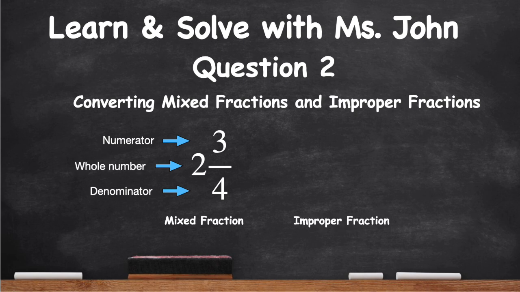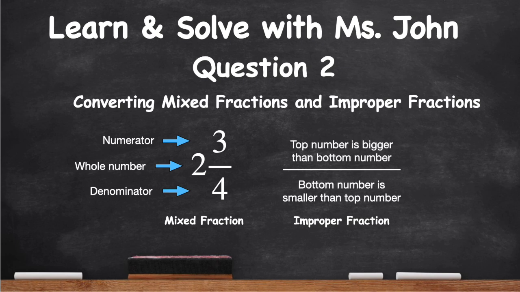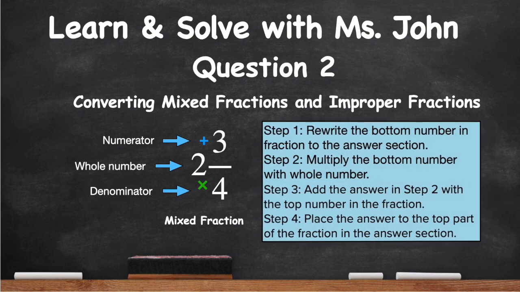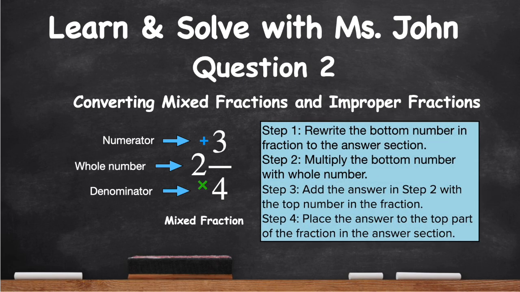An improper fraction, on the other hand, which we'll be converting this mixed fraction into, has a top number that is bigger than the bottom number. Or you could also say the bottom number is smaller than the top number. What are the steps to convert a mixed fraction into an improper fraction? Step number 1, rewrite the bottom number in the fraction to the intersection. Step number 2, multiply the bottom number with the whole number. Step number 3, add the answer in step number 2 with the top number in the fraction. Step number 4, place the answer to the top part of the fraction in the intersection.